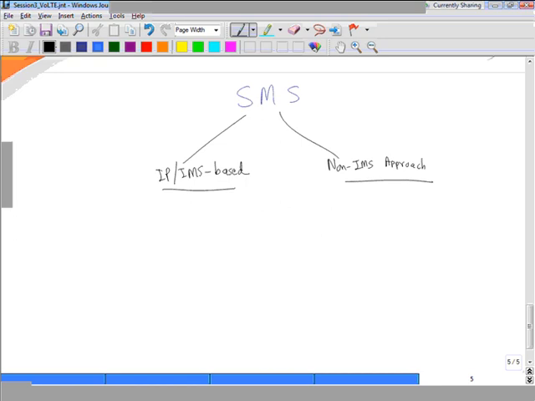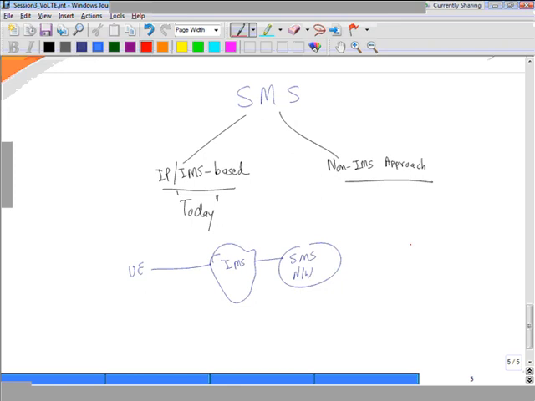Okay. In this session, we are talking about this IMS-based approach, where our UE communicates with the IMS network to access the SMS network, and we can send and receive SMS.